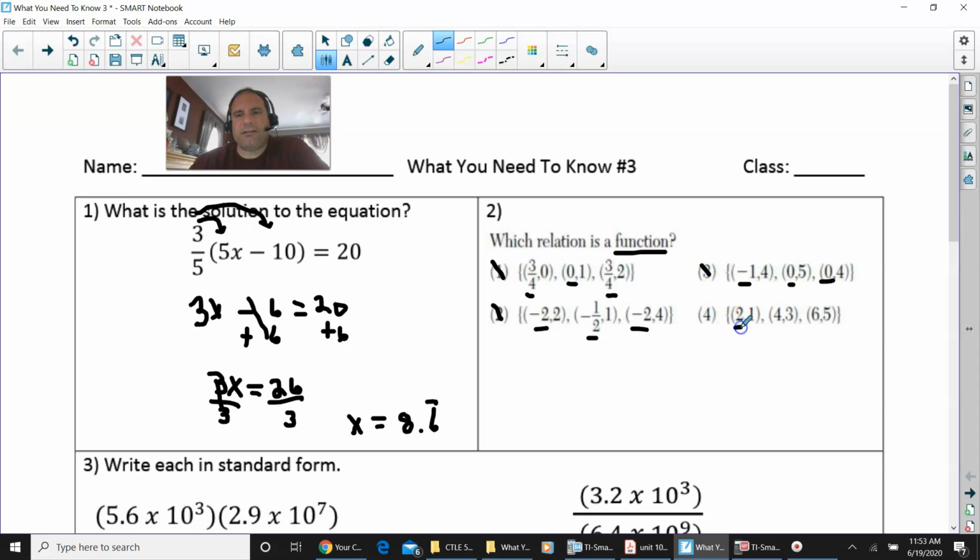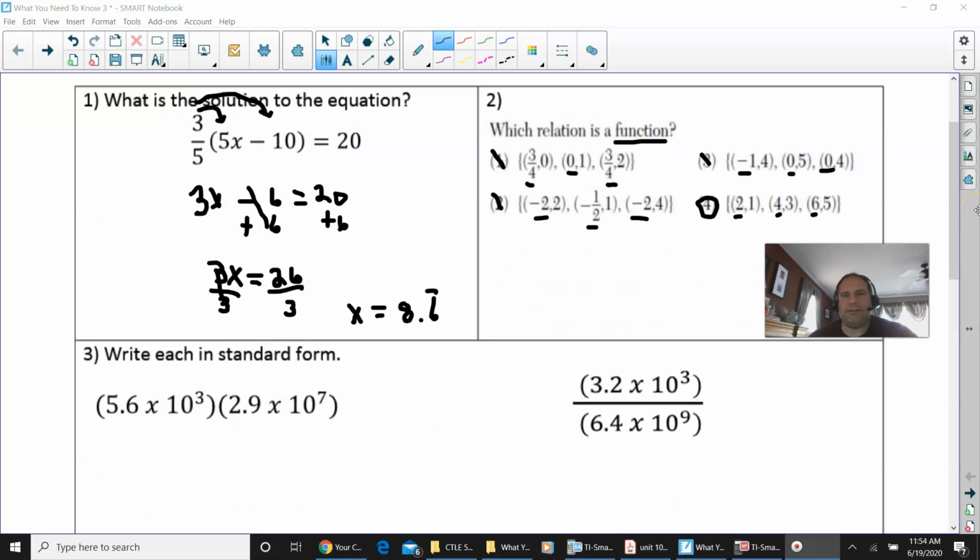And let's just check number 4, because that's the answer. 4, 2, 6, 2, 4, and 6 as the x values. All x's have their own y. Every input has its own output. And that is the answer, choice number 4 for number 2.